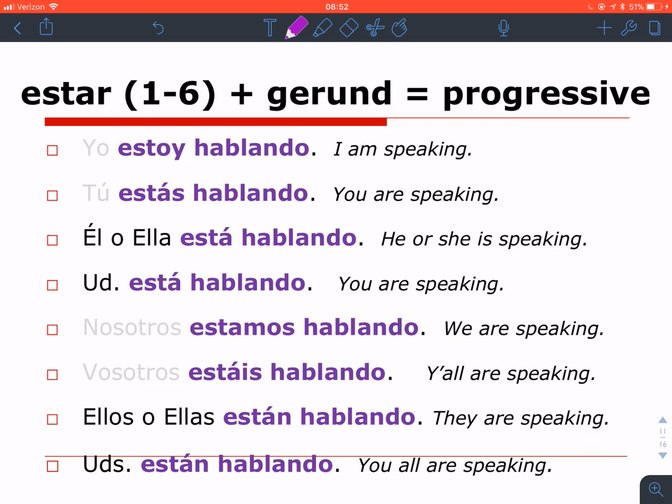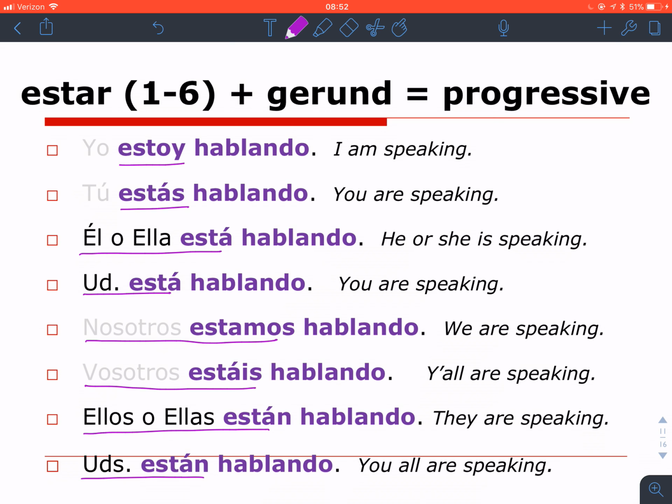Notice how I'm conjugating estar. Yo estoy hablando. Tú estás hablando. Él o ella está hablando. Usted está hablando. Nosotros estamos hablando. Vosotros estáis hablando. Ellos o ellas están hablando. And ustedes están hablando. But notice how the gerund stays the same throughout every single one of these forms, and how it follows the grammar on the previous page.